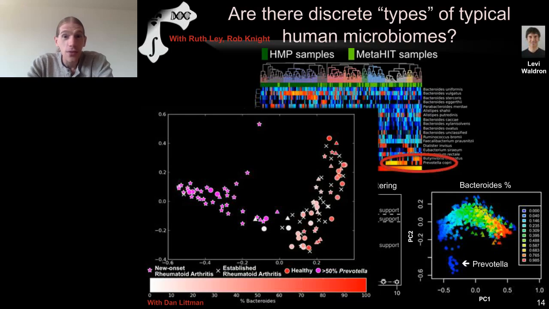We don't yet know the causality. We don't know if you're at greater risk of RA due to Prevotella carriage, or if the onset of RA increases Prevotella carriage. But we're going on to do some mouse experiments with Dan to try to tease that apart.